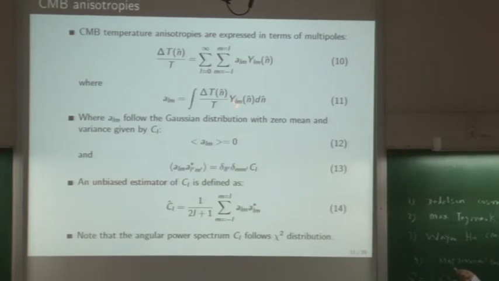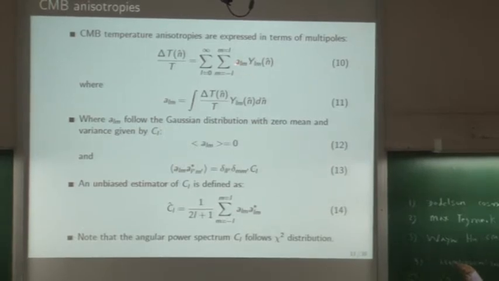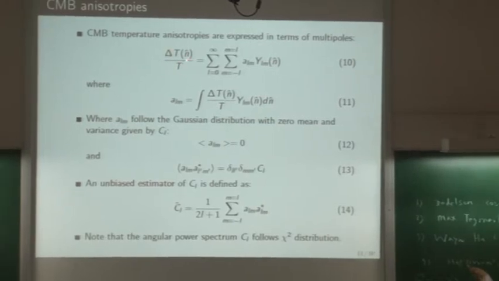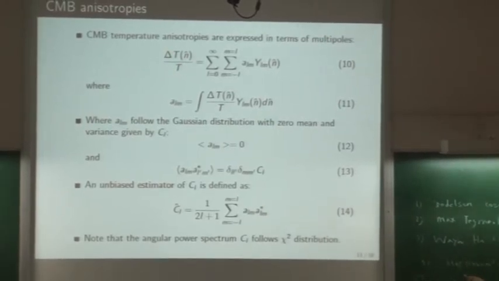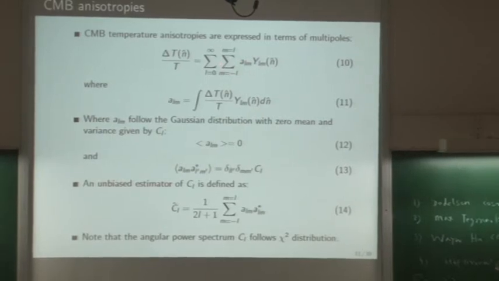Here these Y_lm are the spherical harmonic decomposition, and these a_lm are the amplitudes. So essentially whatever information is available in this delta T by T, or the temperature map, that information is available in a_lm also. So either we use this or we use this, we don't lose any information.